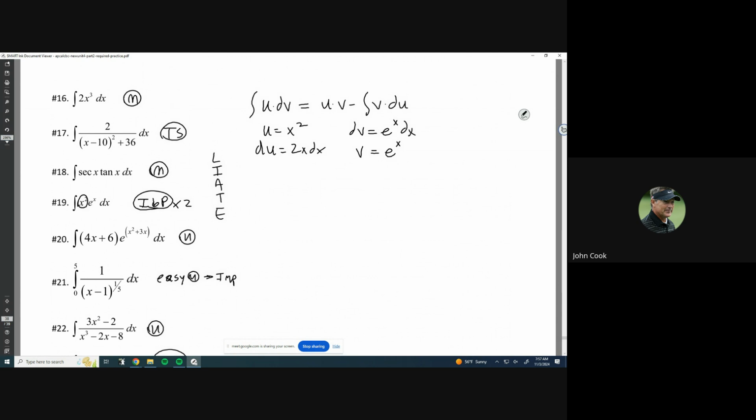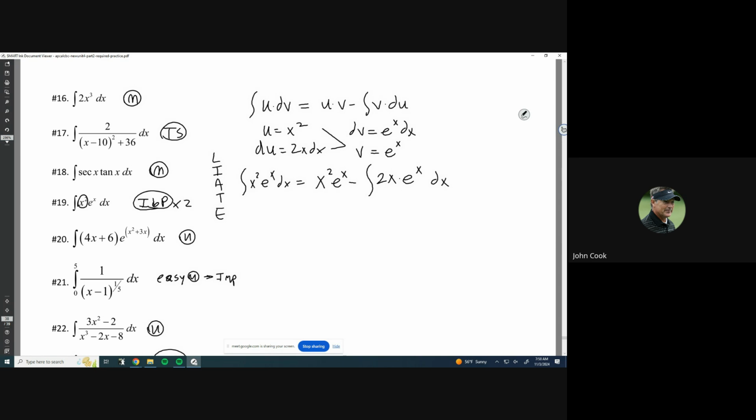Okay, so now let's write this thing out. We've got the integral of x squared e to the x dx. That's equal to u times v minus the integral of v du. So that's going to be x squared e to the x minus the integral of e to the x times 2x dx. And let's make that look a little bit nicer. I'm going to move the 2x out to the front and then have e to the x after that.